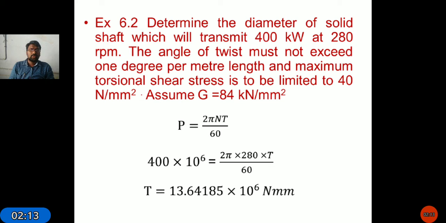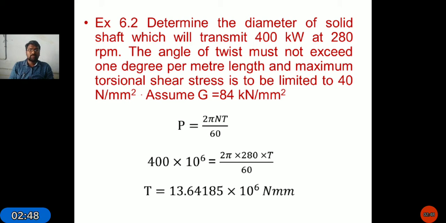After that, we need to find out the diameter of the solid shaft. We can find the diameter from the torsional equation, that is T by J equals to Q by R equals to G theta by L. From the first two terms of the torsional equation we know that T by J equals to QS by R, where R can be written as D by 2. From that equation we can calculate the D value.